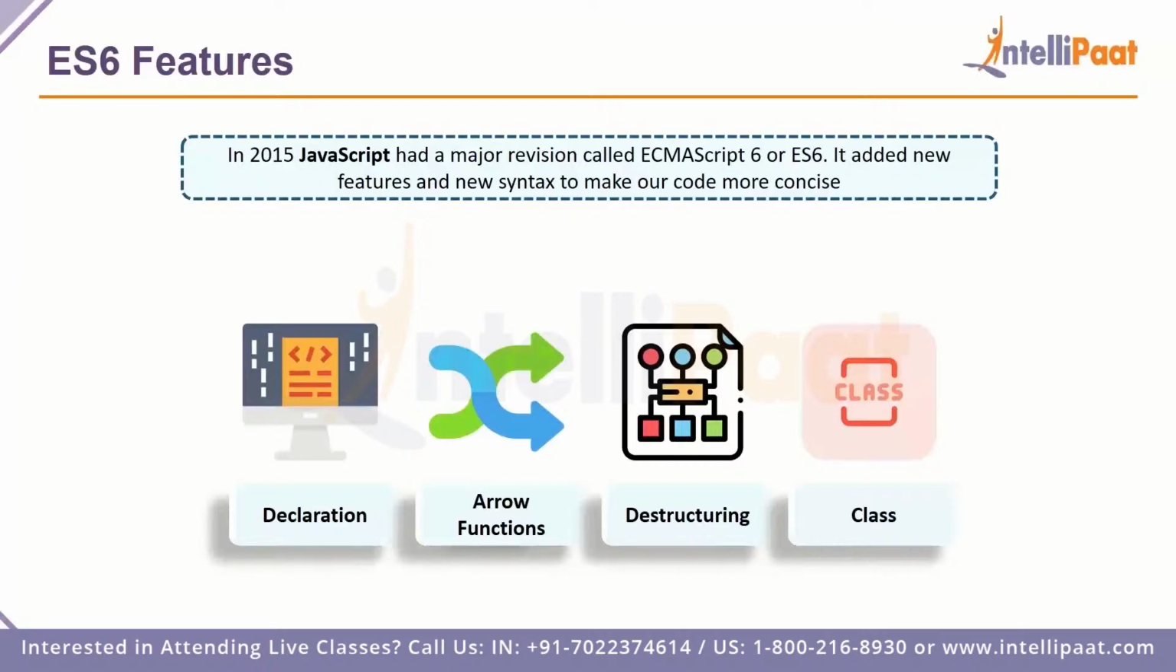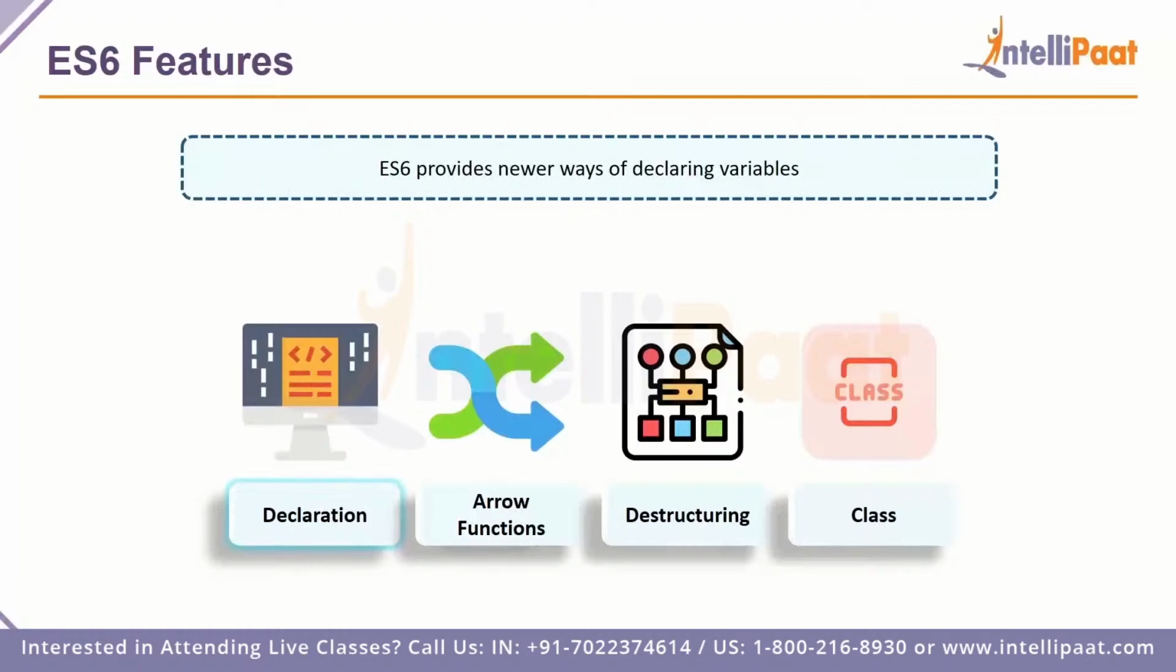So these are some of the most important features we need, and we'll be discussing those now. Let's take a look at them one by one. First thing is declaration. For declaration, we need to find out new ways of declaring a variable. We have already understood that there is a way of declaring a variable using the var keyword. However, two new keywords were introduced called let and const.